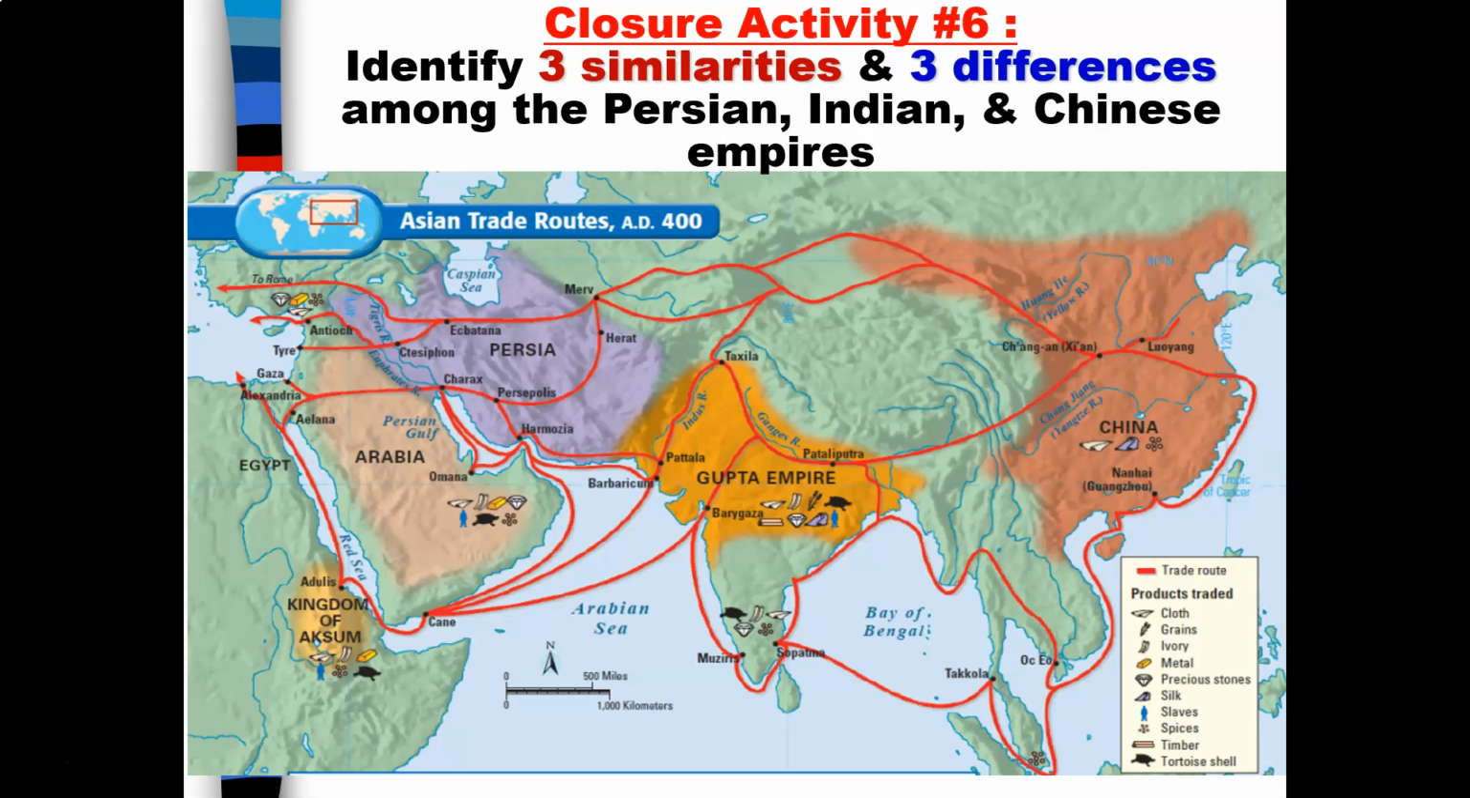Now, as a closure activity, can you identify 3 similarities and 3 differences among the Persian, the Indian, and Chinese empires? Take your time, decide. I'm going to move on to the next part of this presentation. This is a question that could potentially be part of your AP exam.